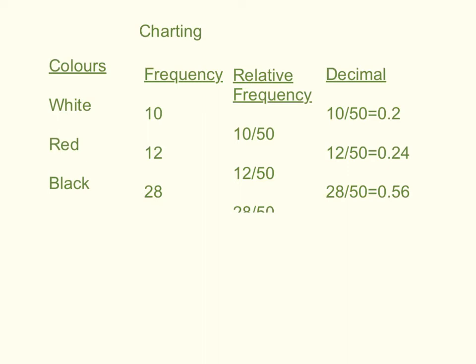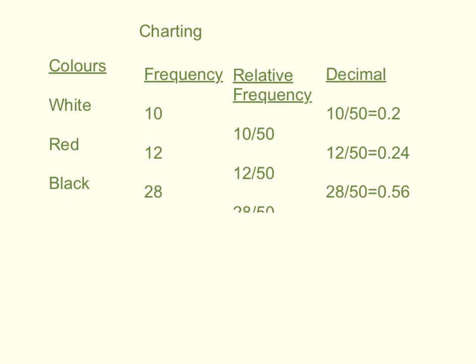So in class, we asked a question about favorite color of t-shirts, and the options are listed on the left: white, red, and black. The second column, labeled frequency, is the number of students that were asked the survey question and what their response was. So the frequency of students who liked white t-shirts was 10, red was 12, and black was 28 students.